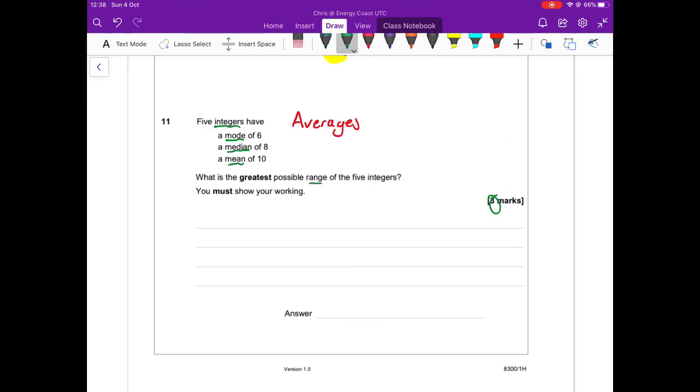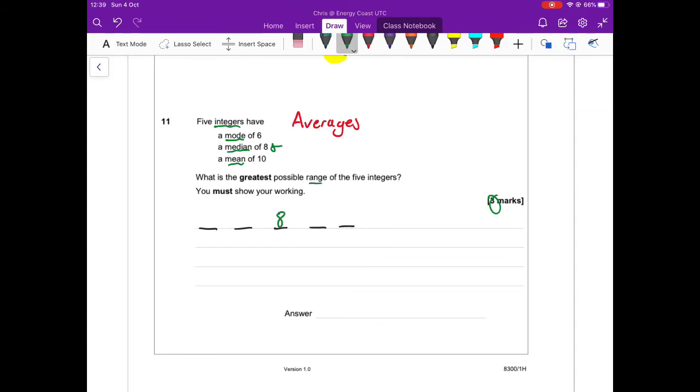There's a lot of info going on in this one, but I'm going to start like this. I've got 5 numbers, so I'm just going to write out 5 spaces. 1, 2, 3, 4, 5. I'm going to fill in what I know. Well, the easiest one to do is the median is 8, so I know that's an 8.